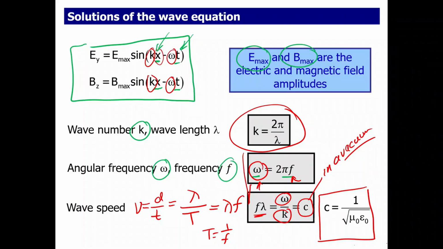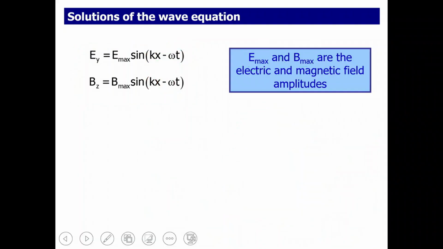So that gives us the parameters that we use to describe the wave. We have our maximum electric field strength, our maximum magnetic field strength, and then we have our wave number, wavelength, angular frequency, and our wave speed itself. Now that we understand a little bit about what these variables mean, I want to go back and dissect some of these variables a little bit.